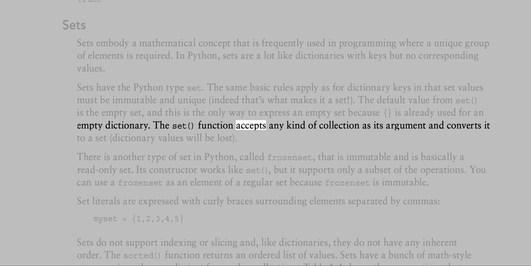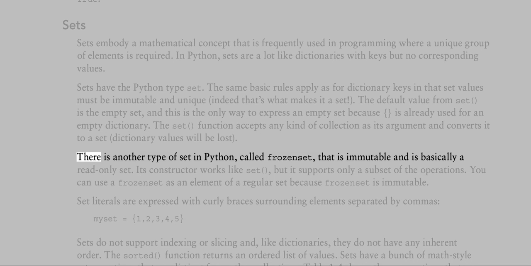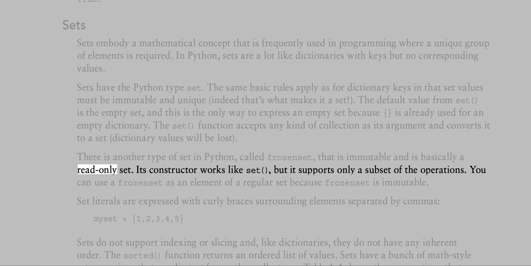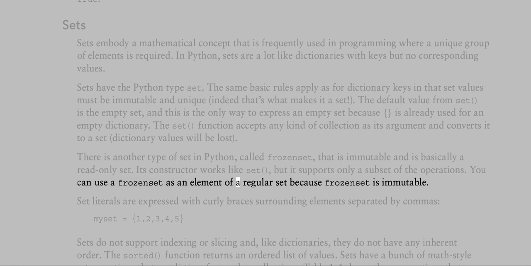The set function accepts any kind of collection as its argument and converts it to a set; dictionary values will be lost. There is another type of set in Python, called frozenset, that is immutable and is basically a read-only set. Its constructor works like set, but it supports only a subset of the operations. You can use a frozenset as an element of a regular set because frozenset is immutable.